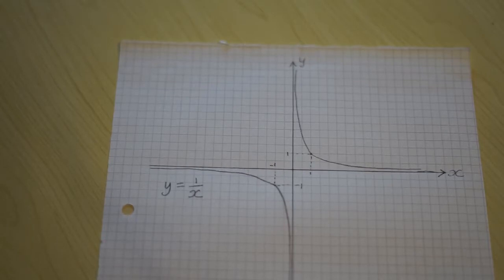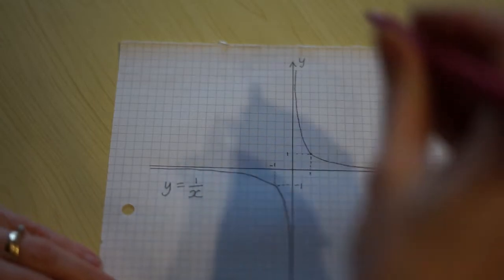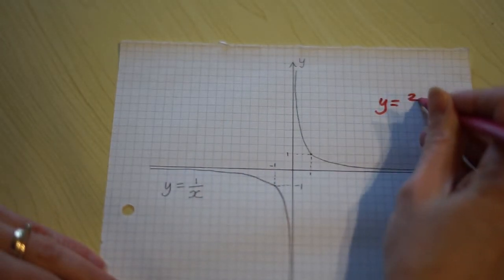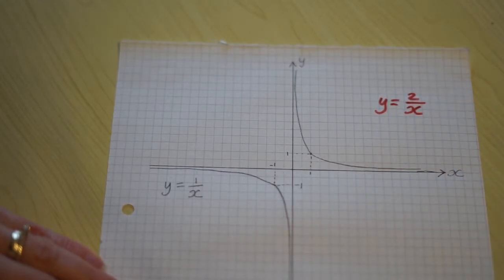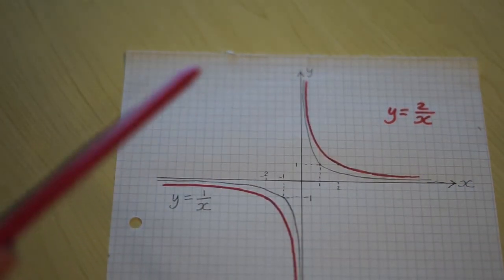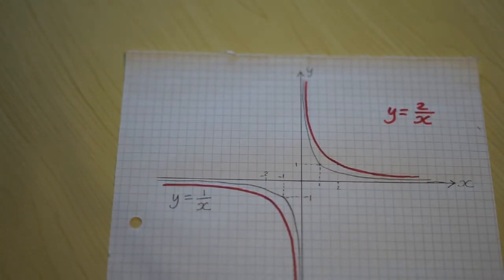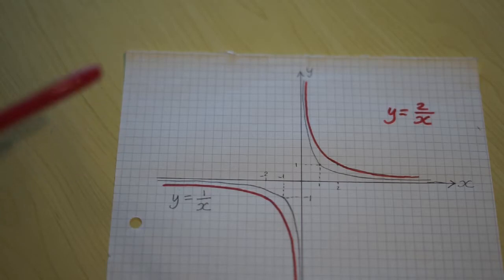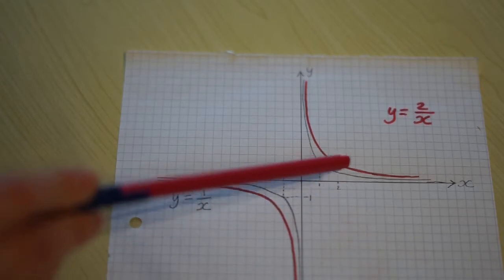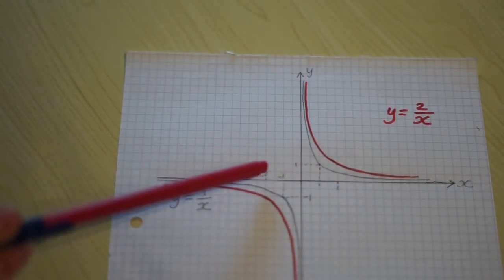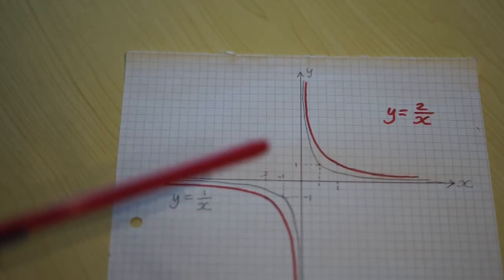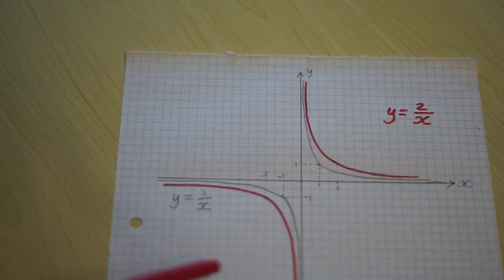Okay, so let's have a look at what happens if the numerator changed from 1 to another positive number, like 2. So let's change it to y equals 2 over x. So this graph I've drawn in red, and it would look very similar to y equals 1 over x, but it will go through points 2, 1 and -2, -1. Therefore it will be further away from the origin than y equals 1 over x is.